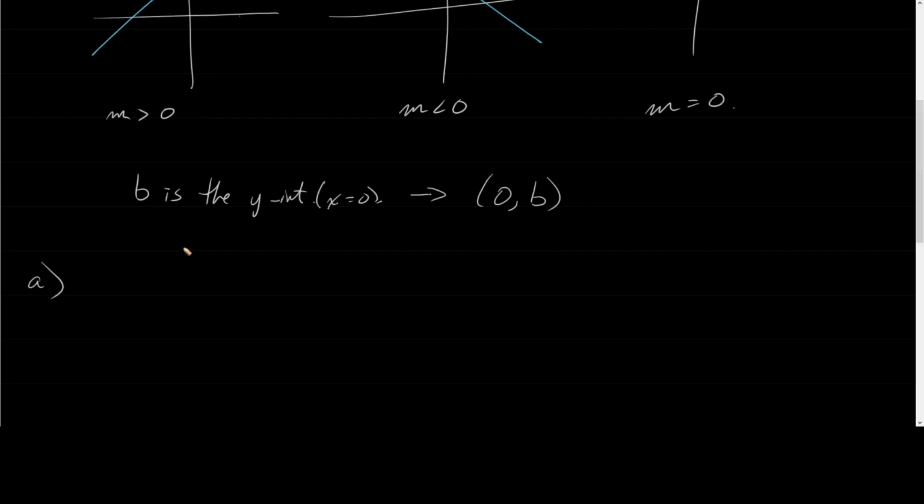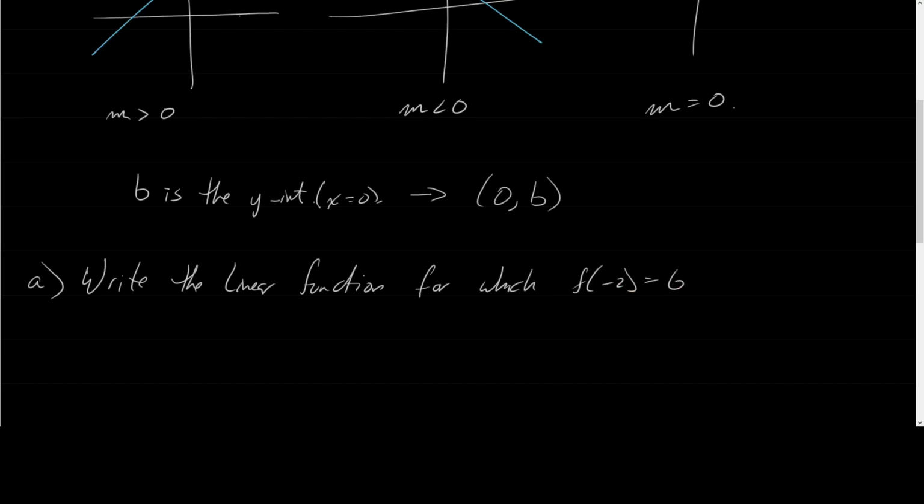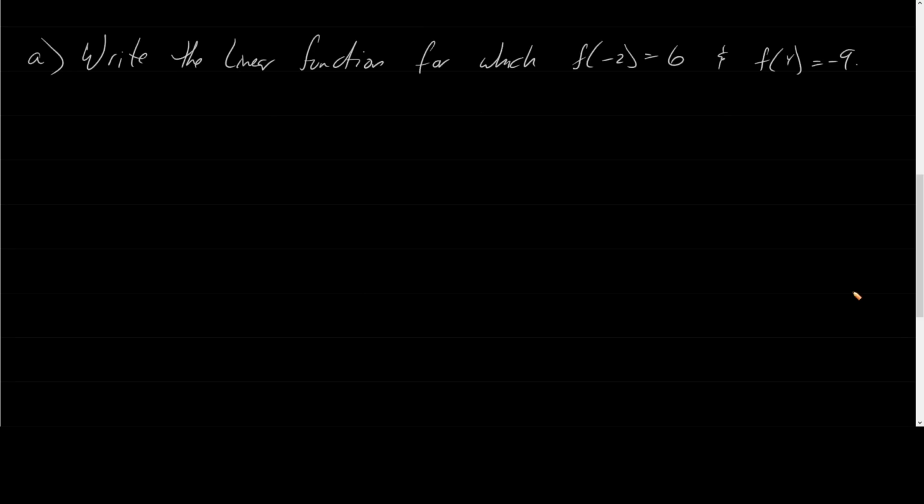Now let's do an example of one of these. Let's say I say write the linear function for which f of negative 2 is equal to 6 and f of 4 is equal to negative 9. All I'm saying there is find the line where this happens. Let's see what information we've got here.